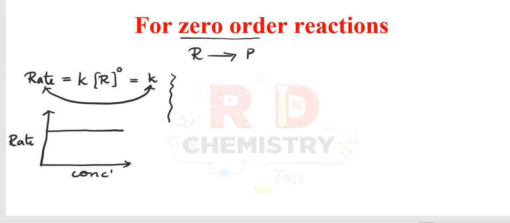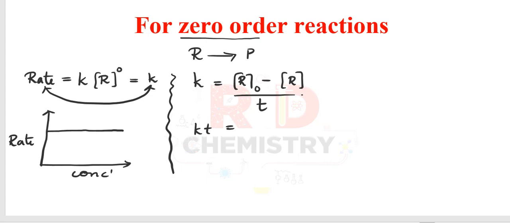Now we'll go for the integrated rate equation. We also have the formula K is equal to initial concentration R naught minus final concentration R at time interval T, divided by the time interval T. Let me rearrange this one. So KT is equal to R naught minus R. I want to write this equation in the form y is equal to mx plus c, that is the equation of a straight line.